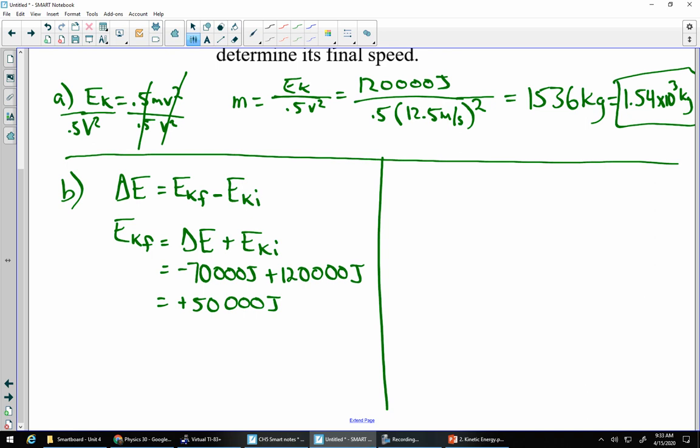Separate it nicely that way. Last thing that I really want to look at from this is, well, I've got my final kinetic energy, so EKF is equal to 0.5 times the mass. Hey, we figured out the mass up here, so that's convenient, times my final velocity squared.